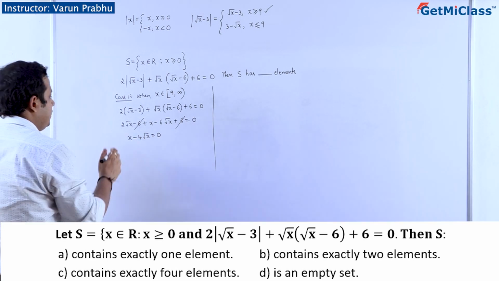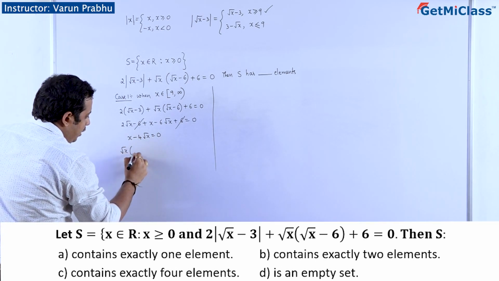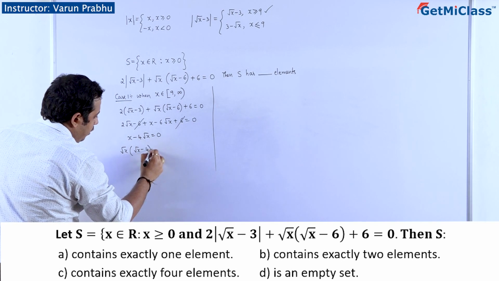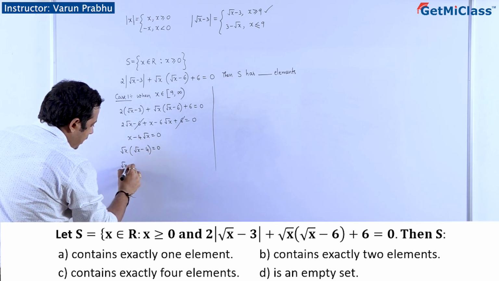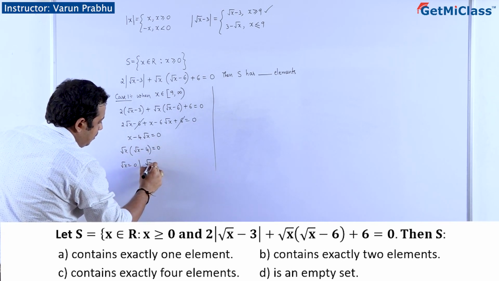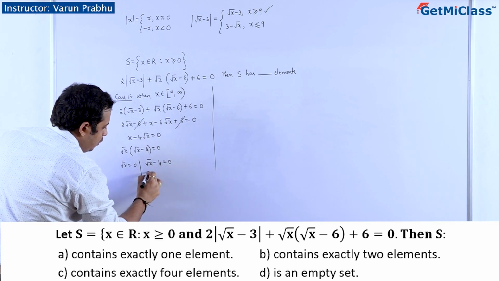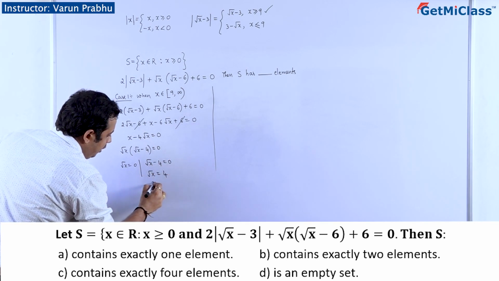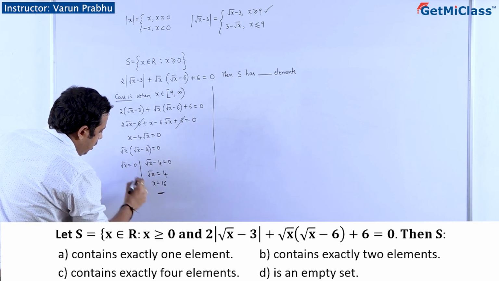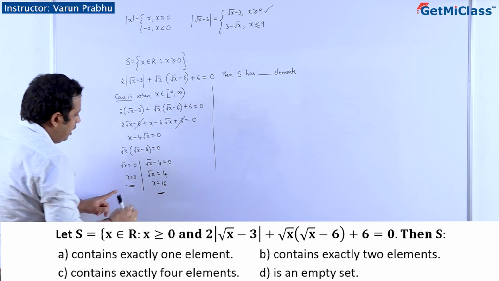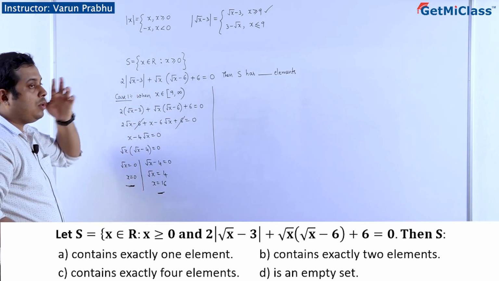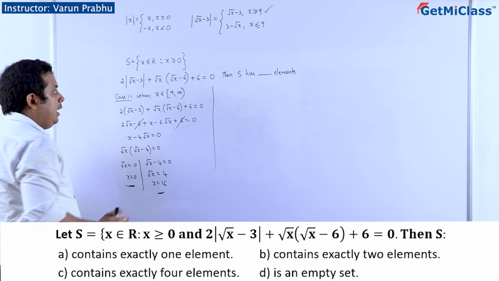X minus 4 root x is equal to 0. So root x, if I take out common, I'll be left with root x into root x minus 4 is equal to 0. So either root x is equal to 0 or root x minus 4 is equal to 0. So root x is equal to 4, so your value for x is equal to 16. Here the value for x is equal to 0. See, both are valid, right? Since x is greater than or equal to 0, both are valid here in the first case.